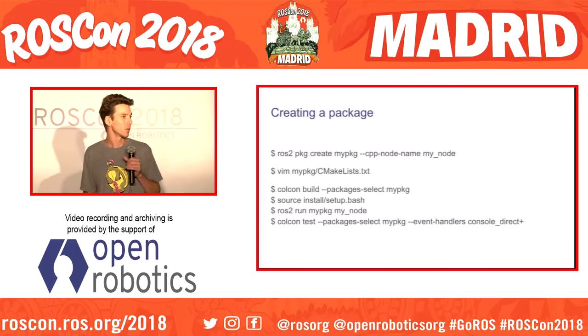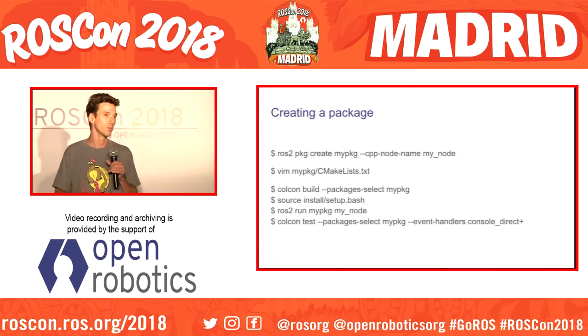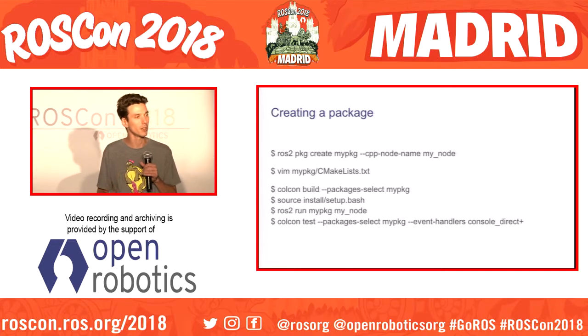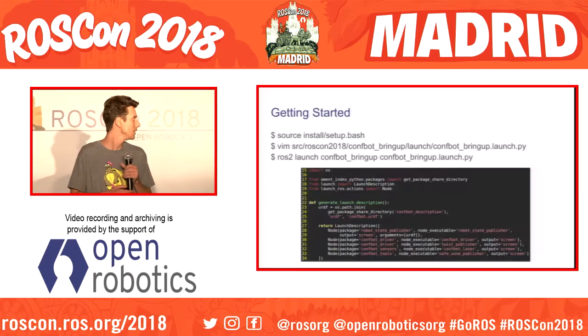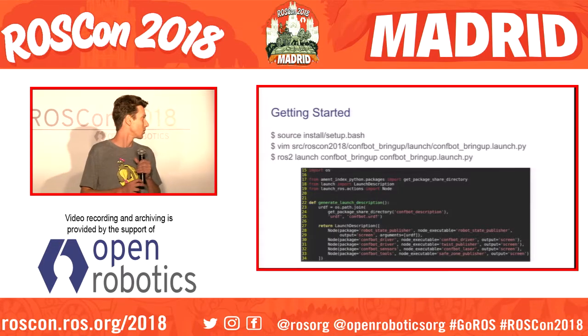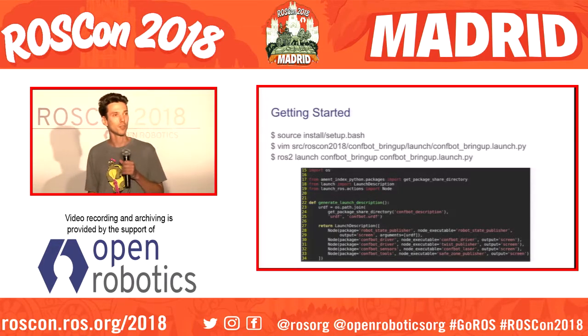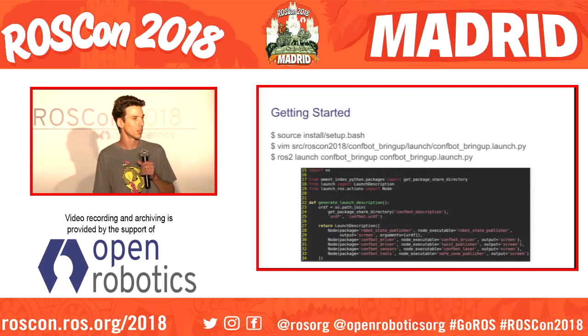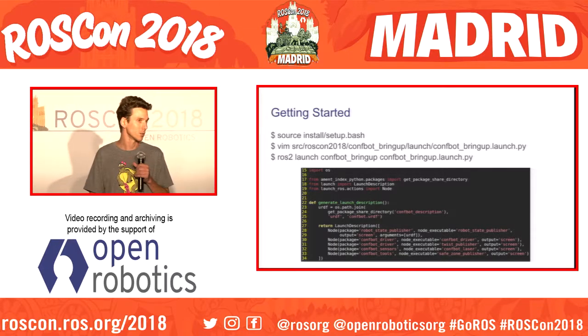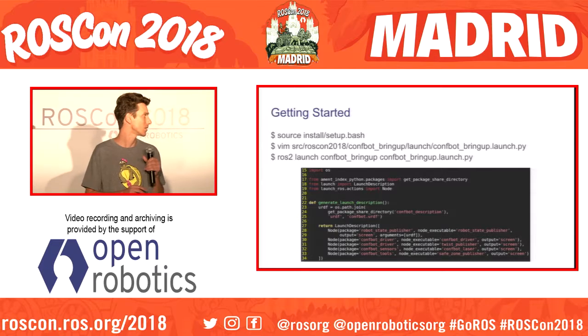Then we saw how to create a package, how to specify library names, dependencies, and how to get all of this bundled into package.xml and CMake list, how to build our code, how to run our code, how to run our tests. We saw what launch files look like, how you can specify the number of nodes that will be in your launch file, how to set up where the output is going to be, on the screen, on the console, etc.